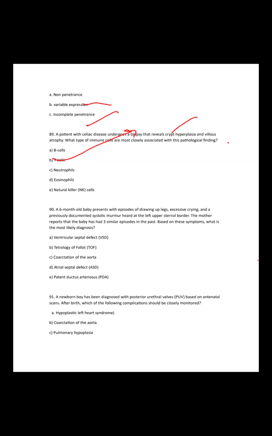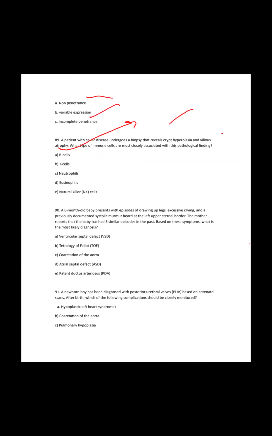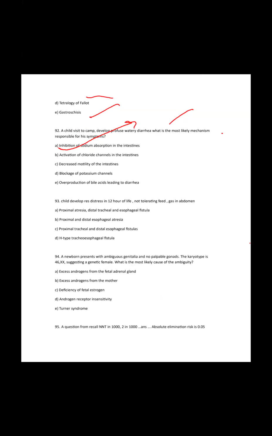A newborn baby is diagnosed with posterior urethral valve on antenatal scan. After birth, which complication should be closely monitored for? So this is posterior urethral valve. You have to monitor the lungs. Okay, pulmonary hypoplasia. Anything which causes oligohydramnios is associated with hypoplasia.